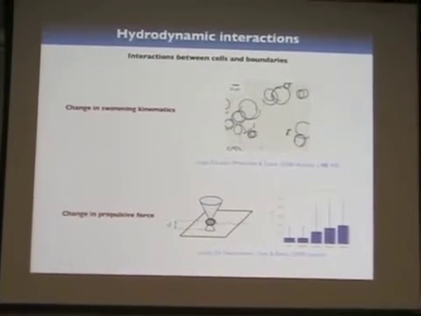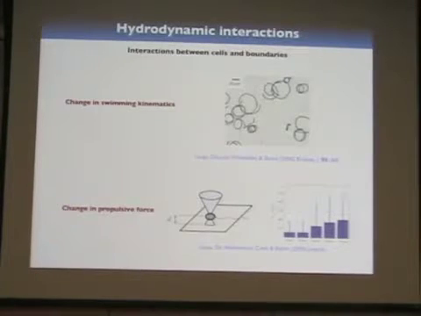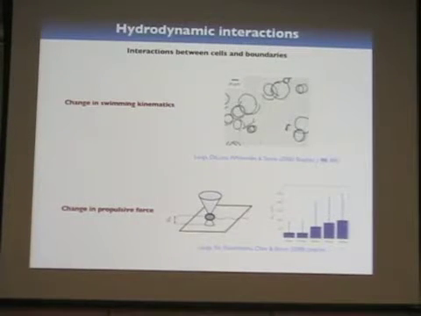Another type, so I said that there are 3 types. One type was interactions within a cell between different flagella. Another type is interactions between a cell that's swimming and a boundary. That leads in general to 2 things which are changing. One is that it could lead to a change in the swimming kinematics. If you have a cell that swims one way in an infinite fluid on its own, then if you look at it near a wall, something different could happen.